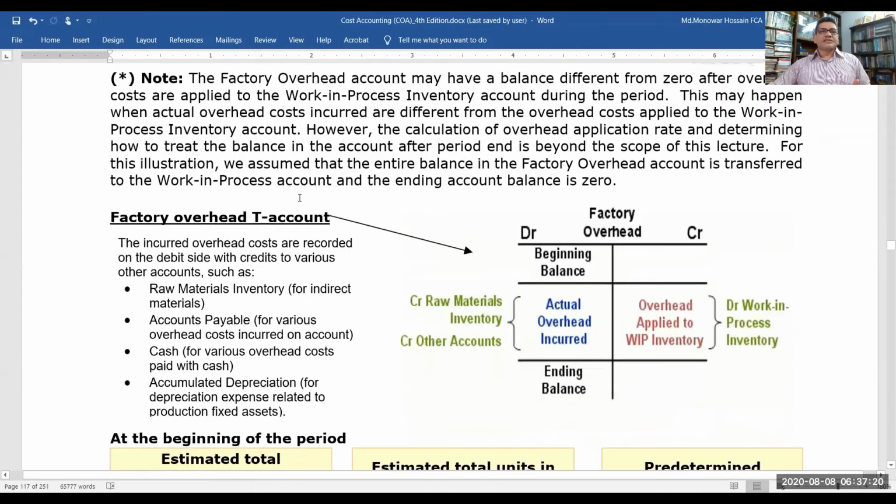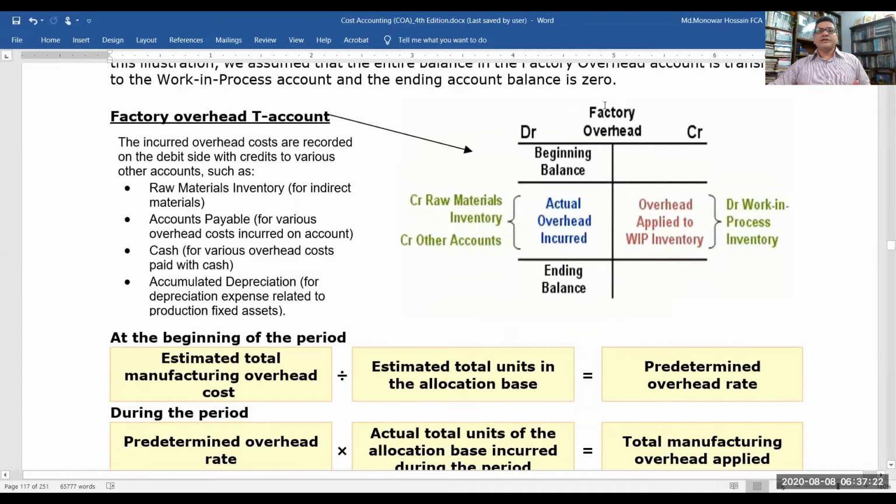So if we see here the factory overhead T account, look here is the debit beginning balance, inventory, credit, other accounts, actual overhead incurred, and overhead applied to work in progress, the debit work in progress inventory. This is the T account of factory overhead.